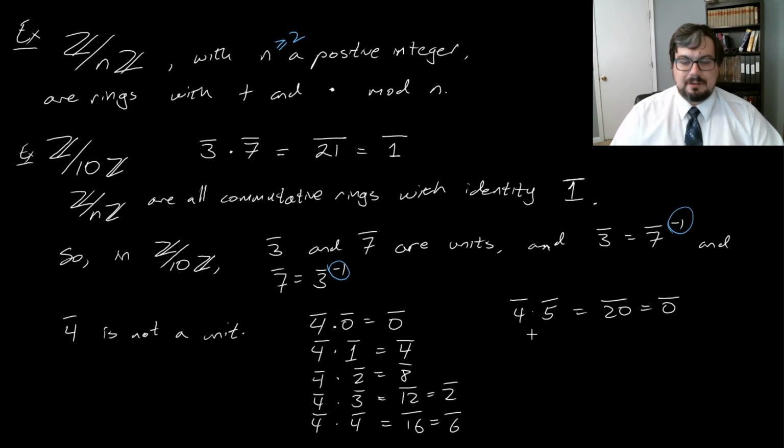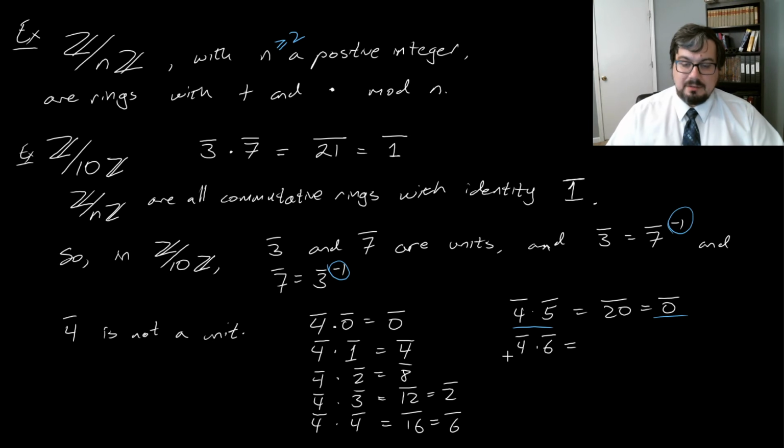This is an interesting phenomenon here that we're going to look at in a moment. Here we took two things that were not equal to 0, multiplied them together, and got 0 out of it. This is not something that occurs in the integers, but does occur here. And studying when that does and doesn't happen turns out to be very important in understanding the structure of rings.